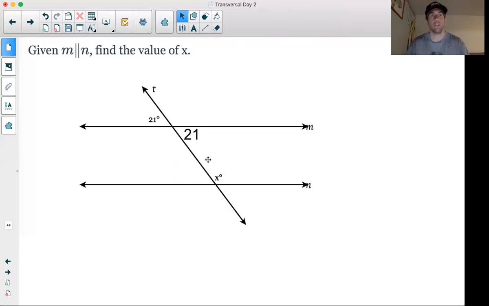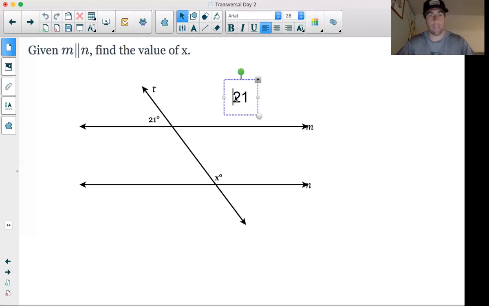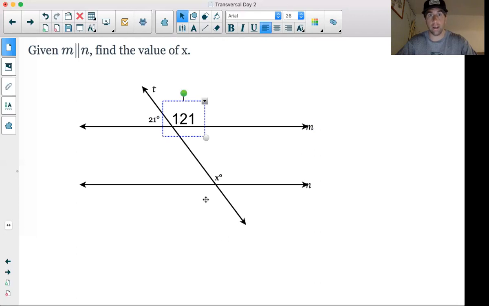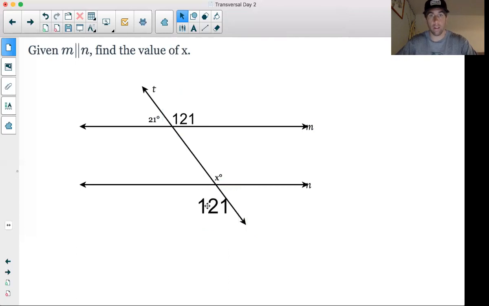All right, so those are the couple that I think will give you problems. The rest you should remember from all your rules. If I said this was, I'm making this up, 121, this would be 121. If this is 121, alternate exterior, this down here would also be 121. So remember all your angle relationships. So I wanted to go over that one, those couple.